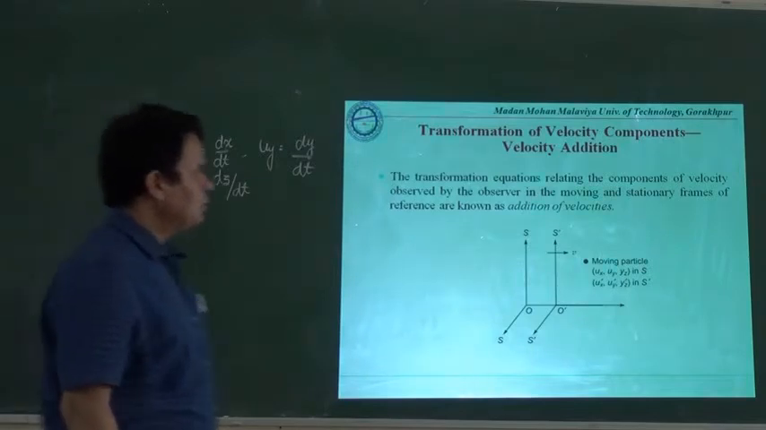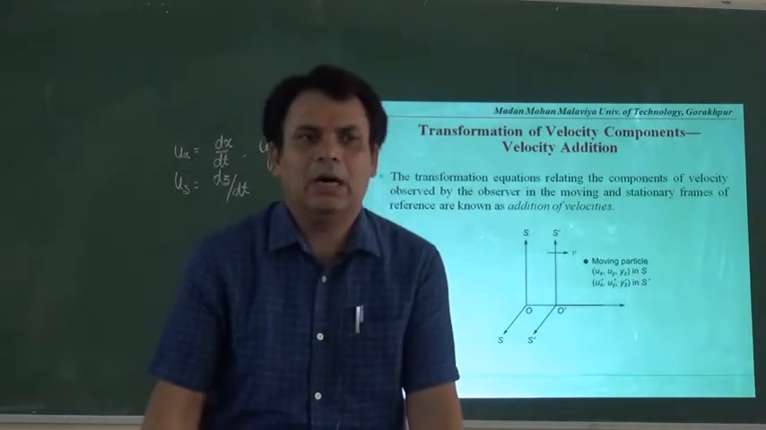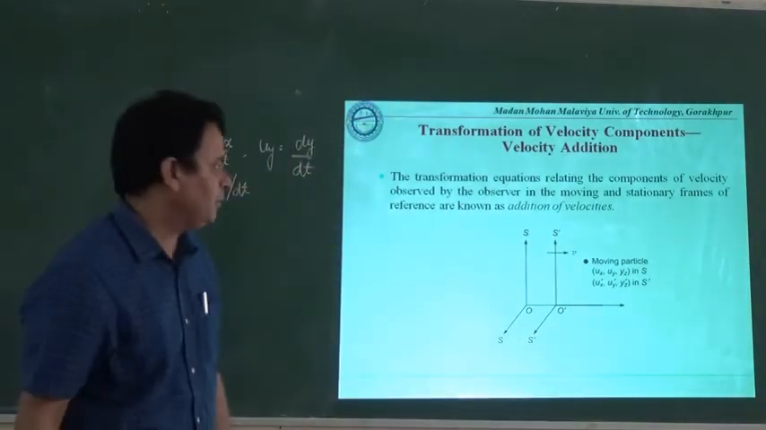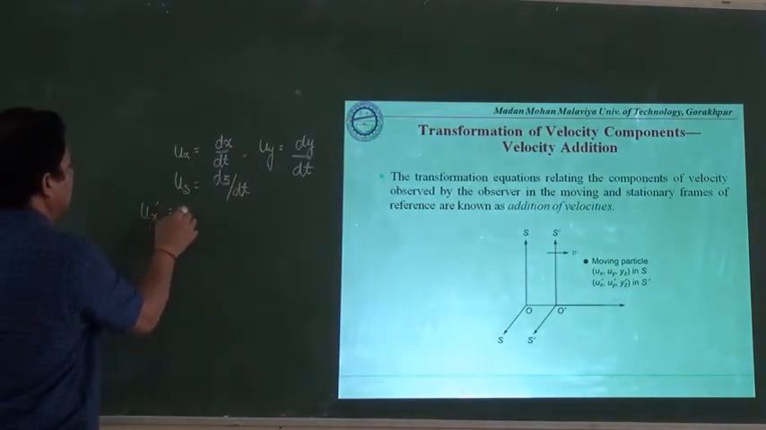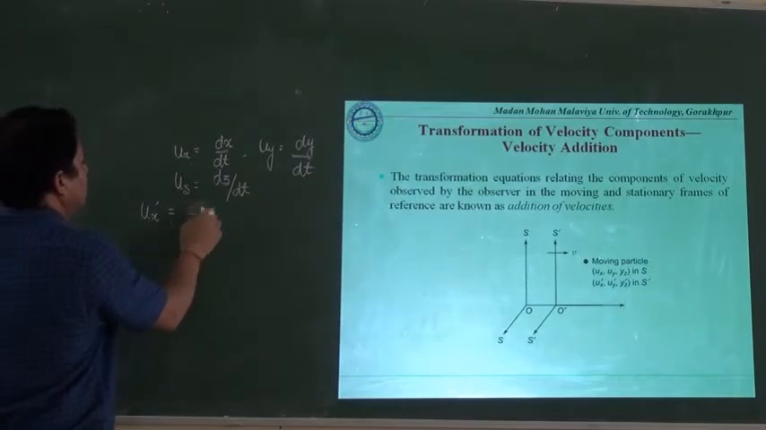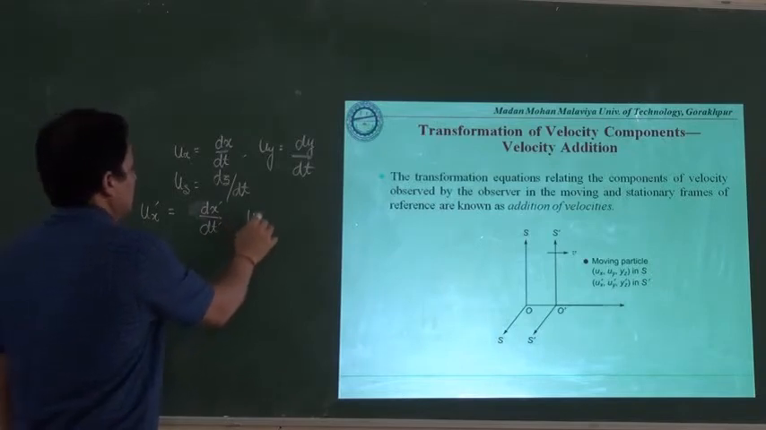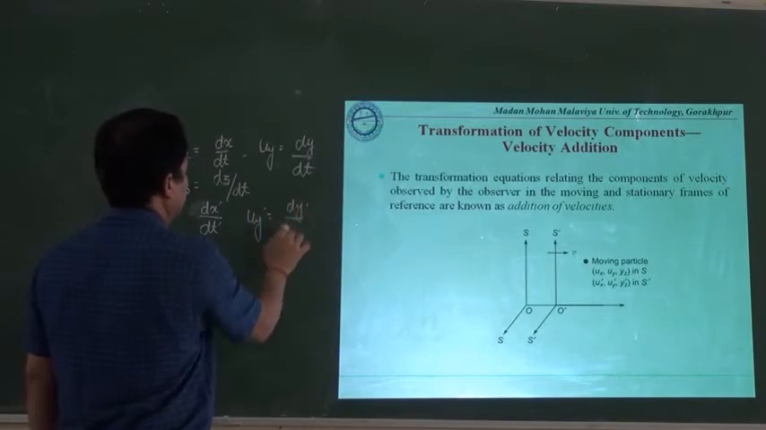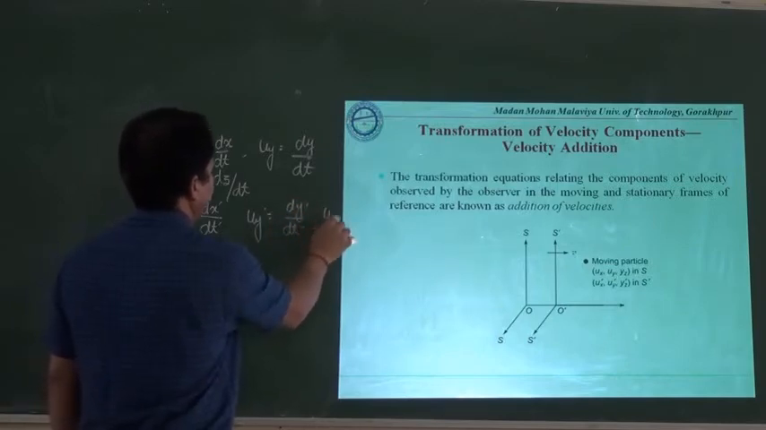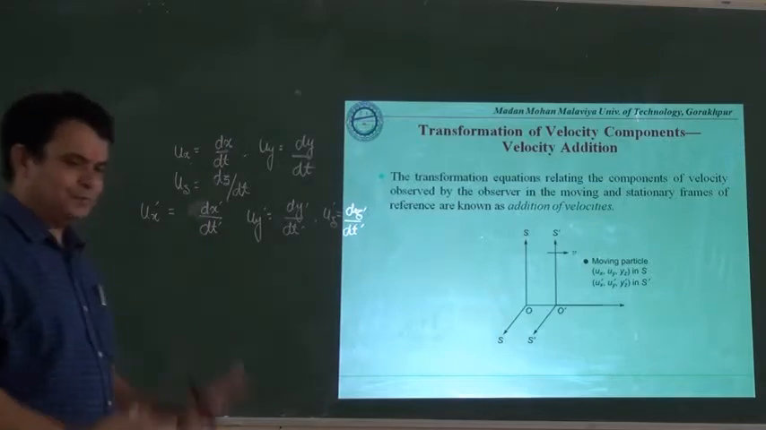Similarly, we will talk about the components of the velocity of the same particle observed by the observer in the moving frame of reference. Then Ux dash will be equal to dx dash upon dt dash, Uy dash is equal to dy dash upon dt dash and Uz dash is equal to dz dash upon dt dash. This should be the relation.